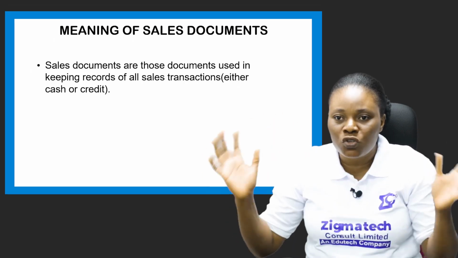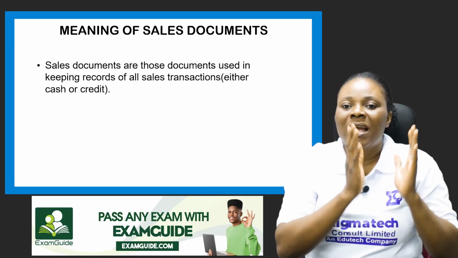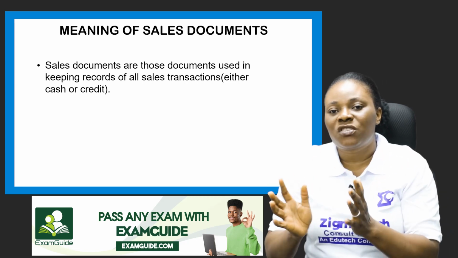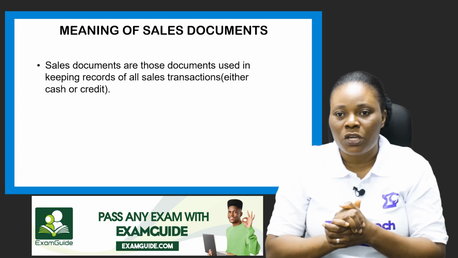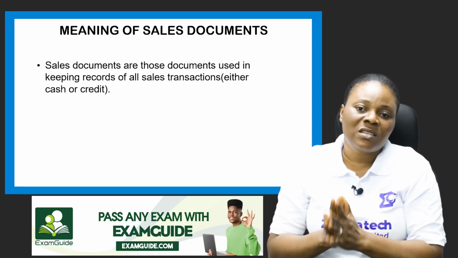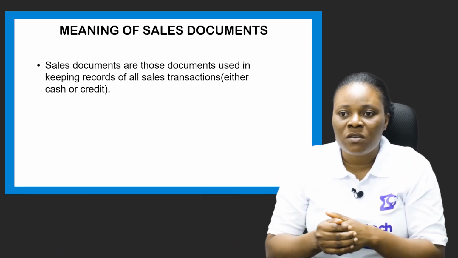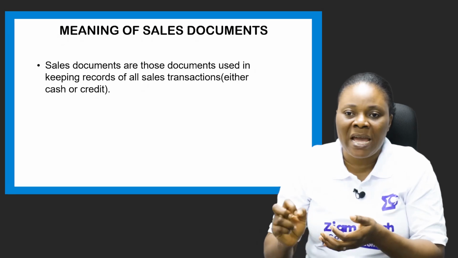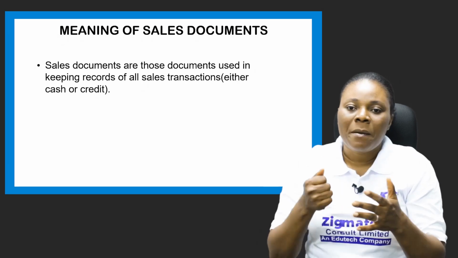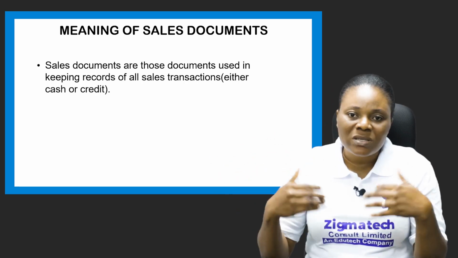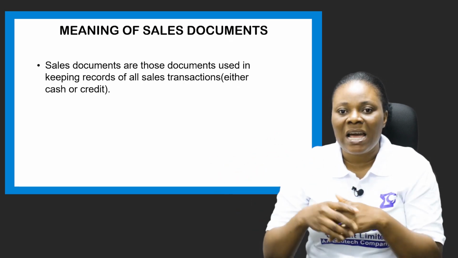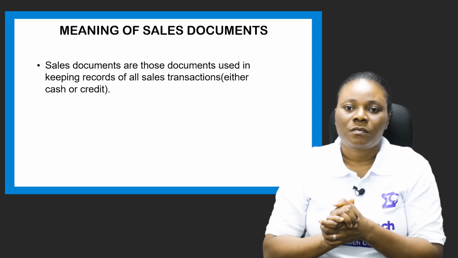So all the books used to record both cash transactions and credit transactions are referred to as sales documents. And we can also simply say that these sales documents are usually prepared and recorded by the seller of the goods. These documents are mostly handled by the seller of the products.